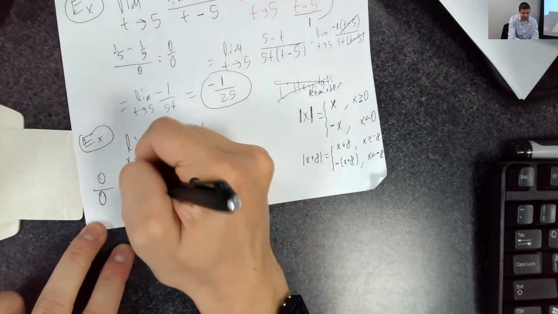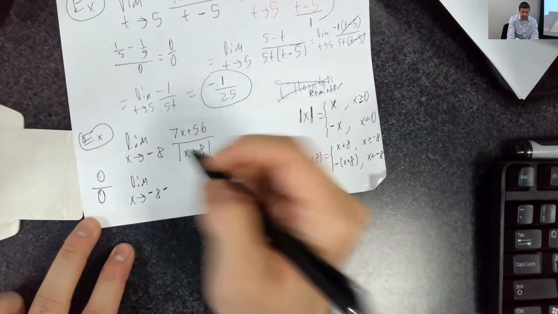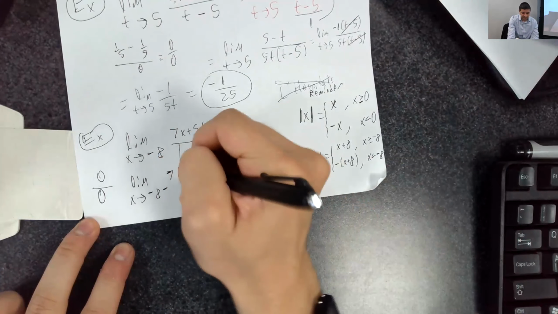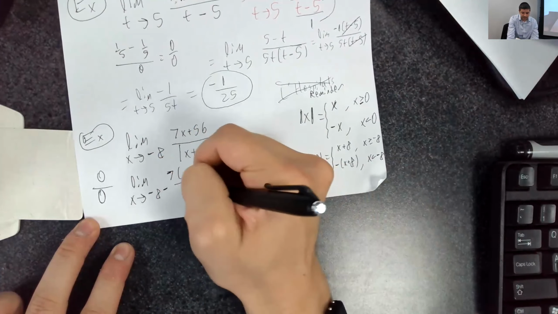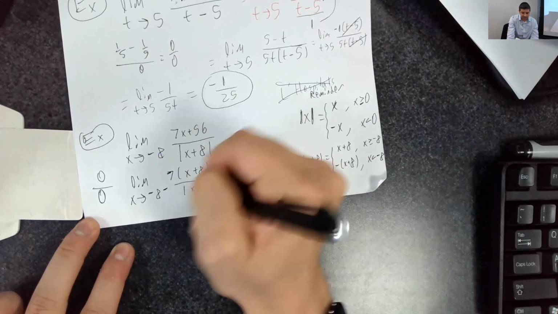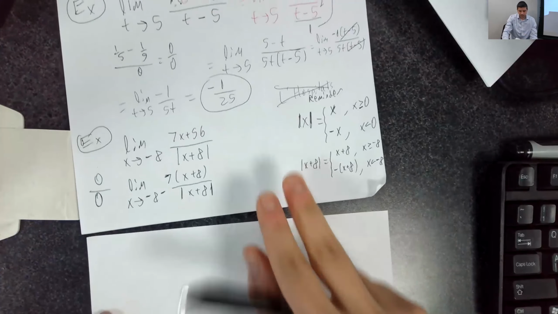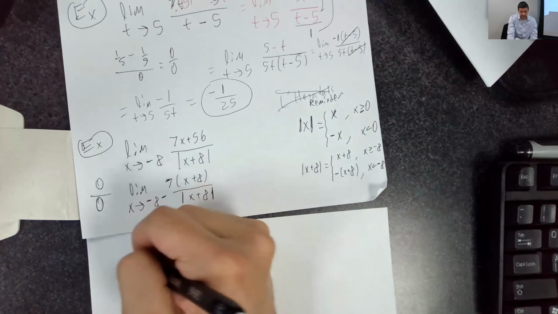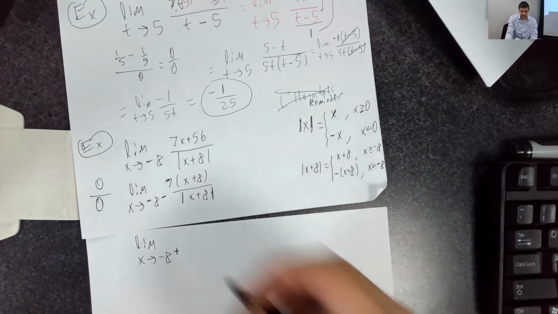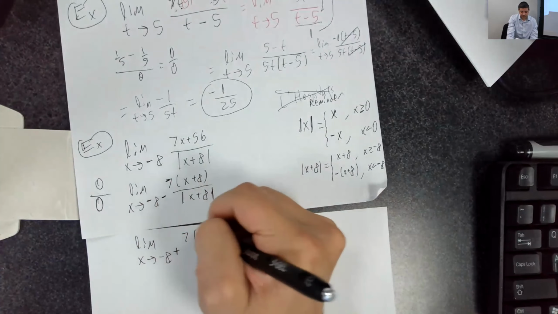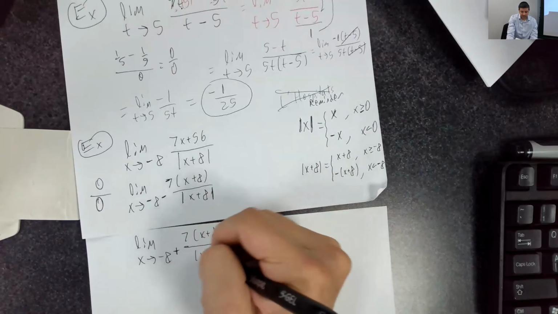So to actually do this problem, you have to do the limit as x goes to negative 8 from the left. And now we'll actually factor out a 7: 7 times (x plus 8) divided by the absolute value of x plus 8. And here I'll need the limit as x goes to negative 8 from the right, of 7 times (x plus 8) over the absolute value of x plus 8.